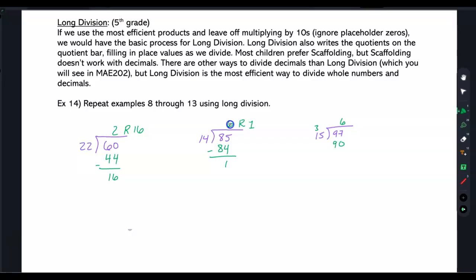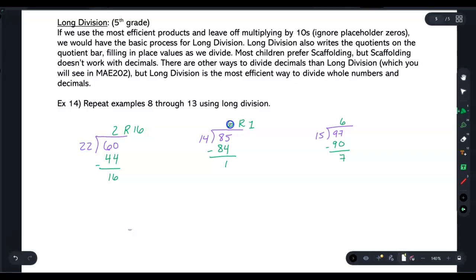So I did not pick too big because 90 is smaller than 97. When I subtract, how do I know if I picked correctly? Well, I can see 15 will not go into 7. So that's what I want, right? If 15 would have gone into that, I would have known that I needed to pick a bigger number. So in this case, my answer is 6 with a remainder of 7.